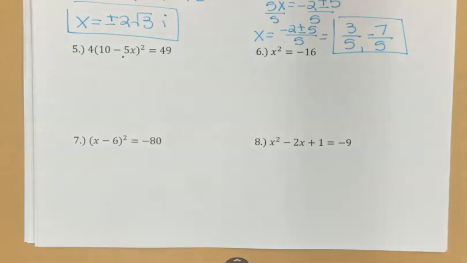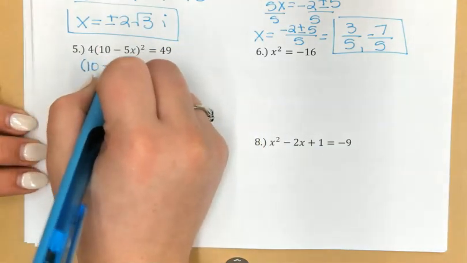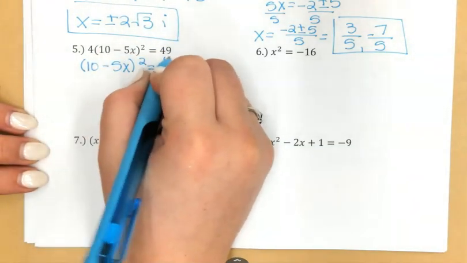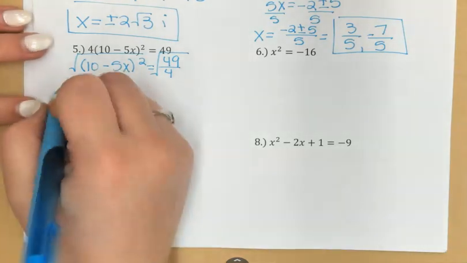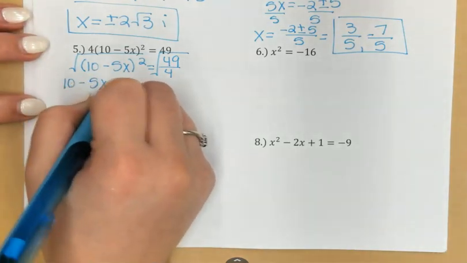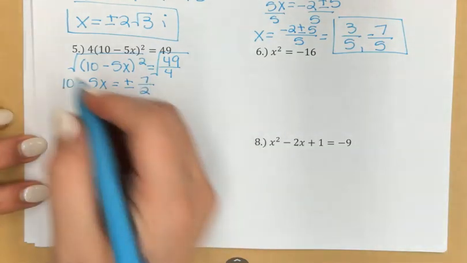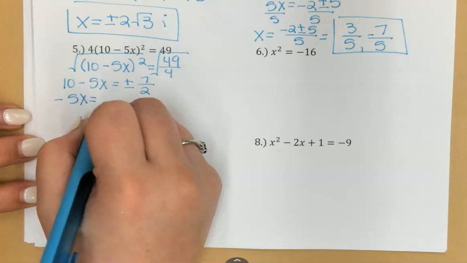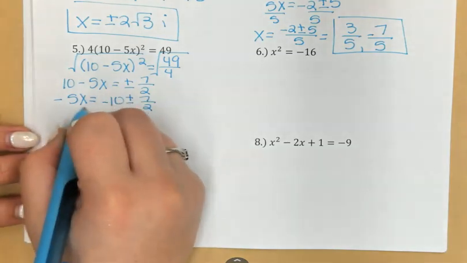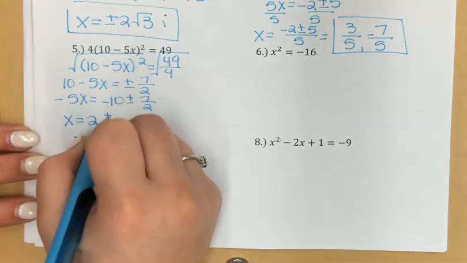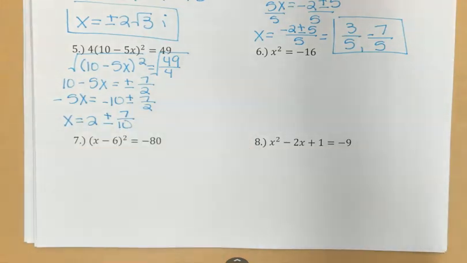Okay, on to number 5. Here is my perfect square, so I'm going to divide by 4 to get it by itself. So 49 over 4. Now I can square root both sides. And I'm going to get that 10 minus 5x equals plus or minus 7 over 2. X is not alone, so I'm going to subtract 10. And then I have to divide by my negative 5, so x is going to be 2 plus or minus 7 over 10.